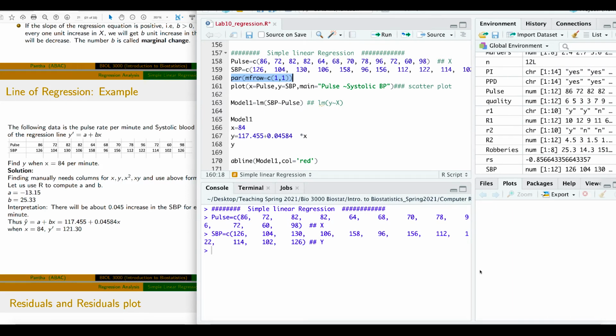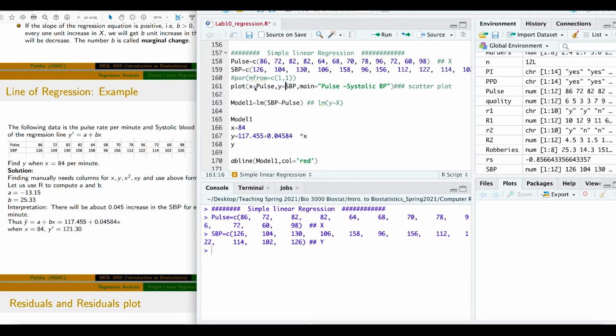If you want to show multiple plots in the same graph, then you will do like 2 times 1, 2 times 3, like that. But we want to see just one plot. That's why I'm just doing par. I mean, you don't need actually this one if you don't want to. Okay, you can just run the plot.